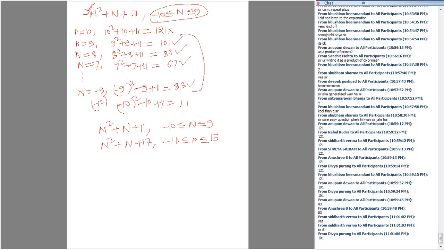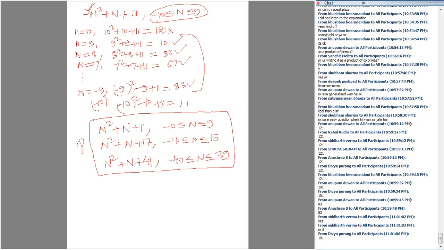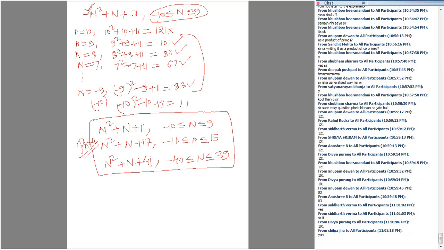Similarly, n square plus n plus 41. This is also prime for all the values of n from minus 40 to 39. So ये तीन चीजें याद रखना. That's a very standard result. ठीक है. These are always prime in this particular range. Is that clear? All right.